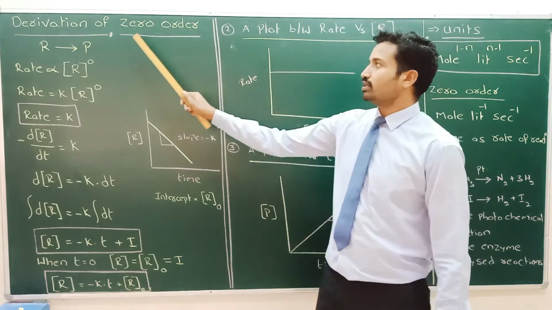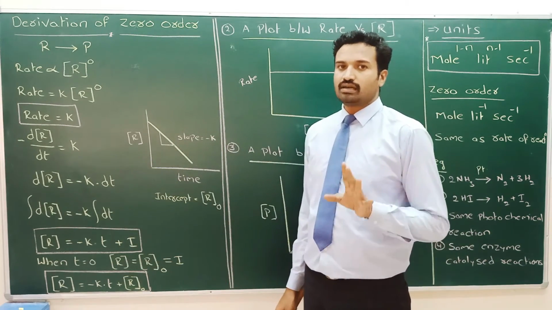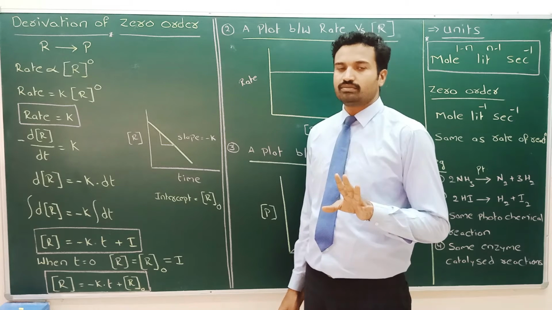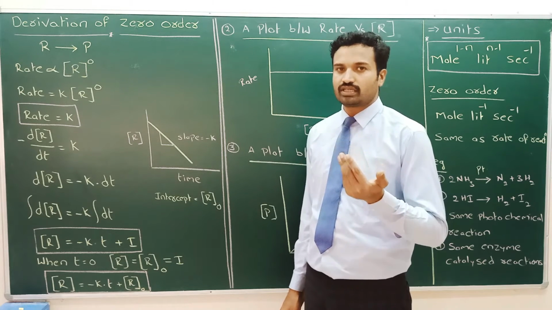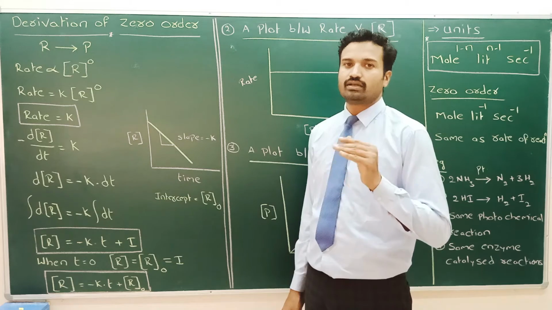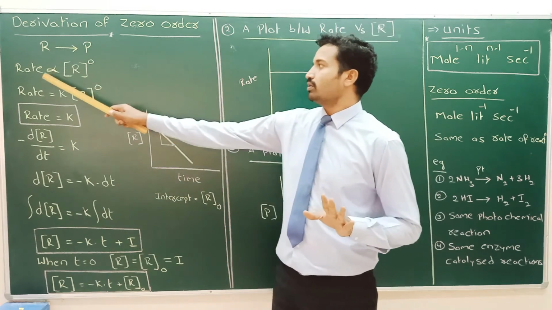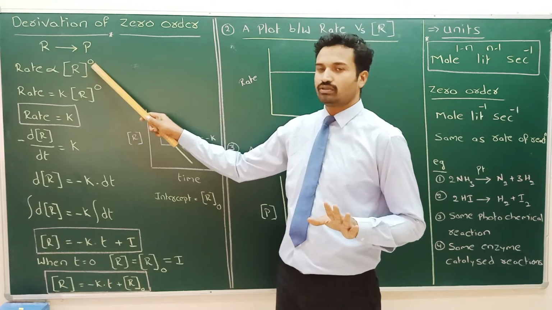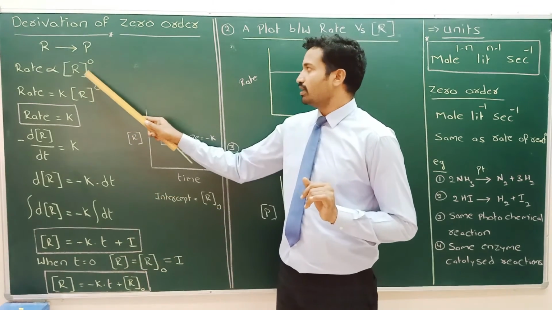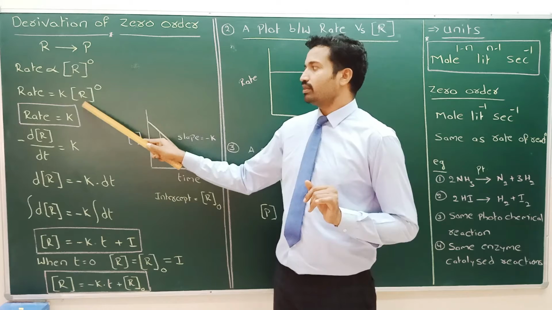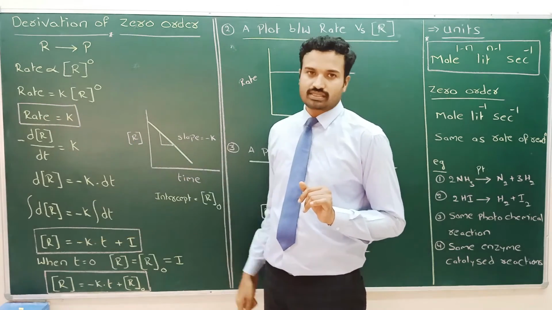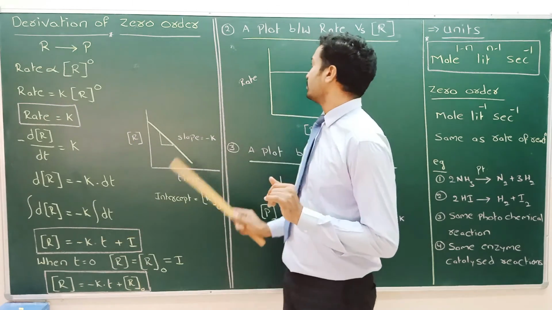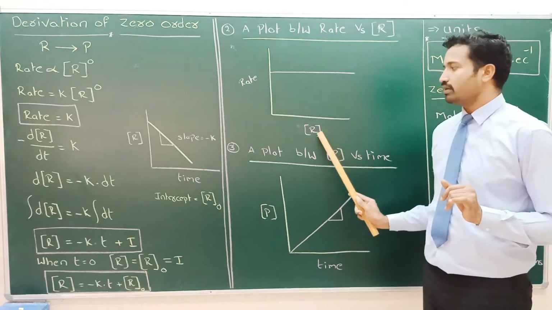Then again, the zero order reaction definition: the sum of the powers of the concentration terms involved in the experimental rate equation is equal to 0. So it is called a zero order reaction. So the rate is directly proportional to the concentration of reactant to the power of 0. Reactant to the power of 0, then rate is equal to K, a constant. The rate value is constant, independent of concentration.